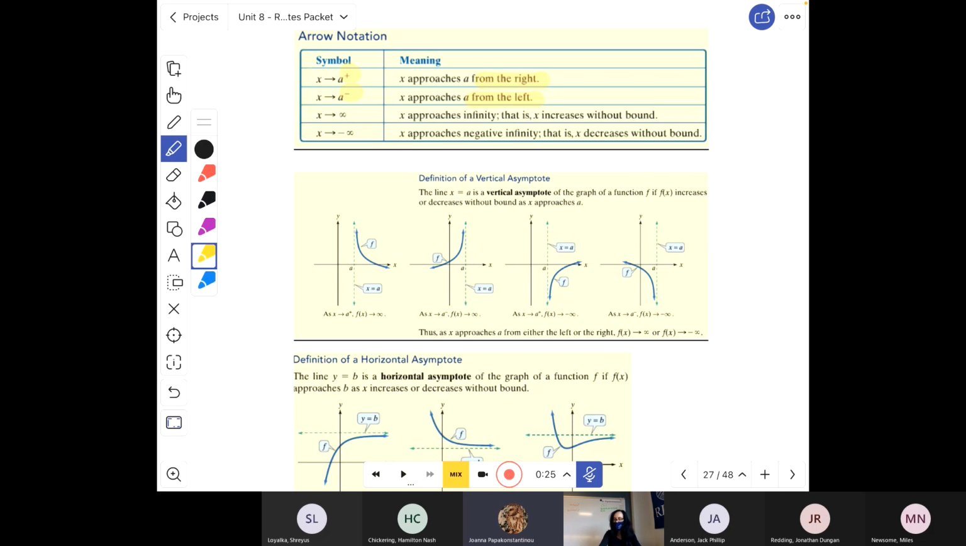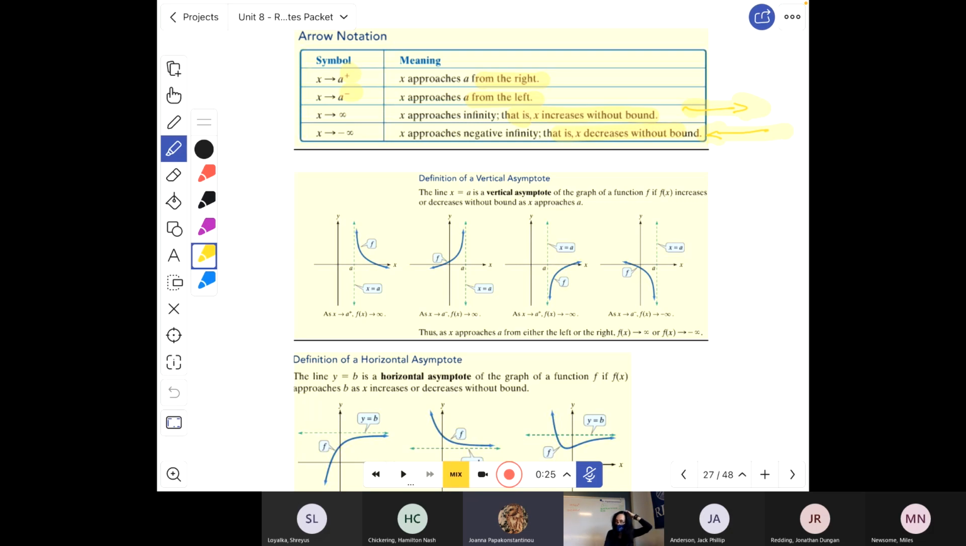The next notation is saying as x goes to infinity. So as x gets very, very large, as it goes to the right, as it is increasing without bound. So that's to the right. And then x goes to negative infinity as x goes all the way to the left without bound. So x decreases without bound. So this is as we go to the right tail, and this is as we go to the left tail.